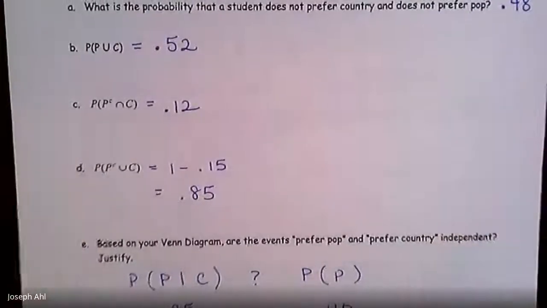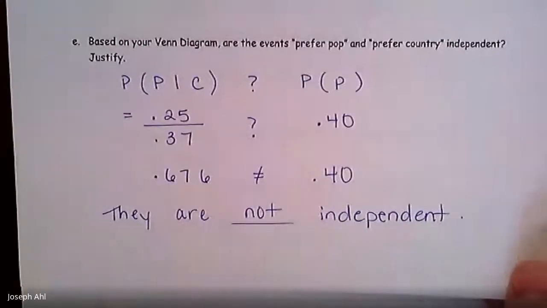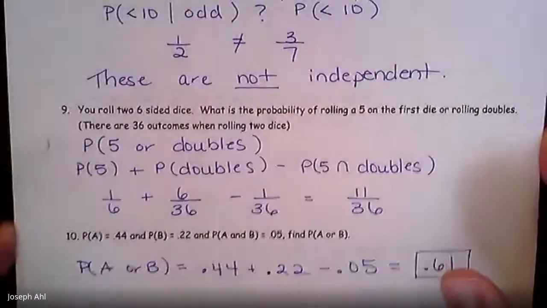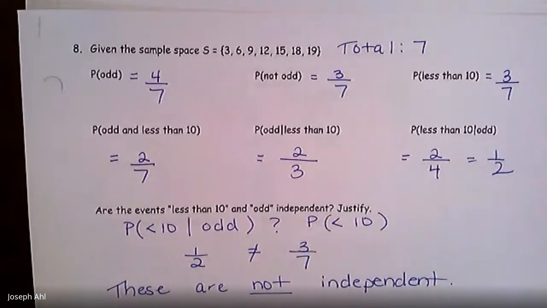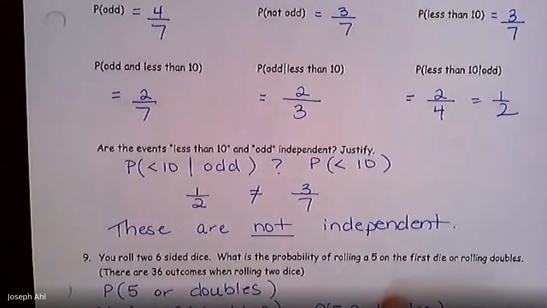Here are the probabilities to calculate based on the Venn diagram. And then a test for independence down here. Number 8, another sample space given. Find the probability of odd, not odd, things like that. Some conditional probabilities thrown in there. Testing for independence again. So it's a longer review, but definitely some of these probability questions tend to go fast anyway.